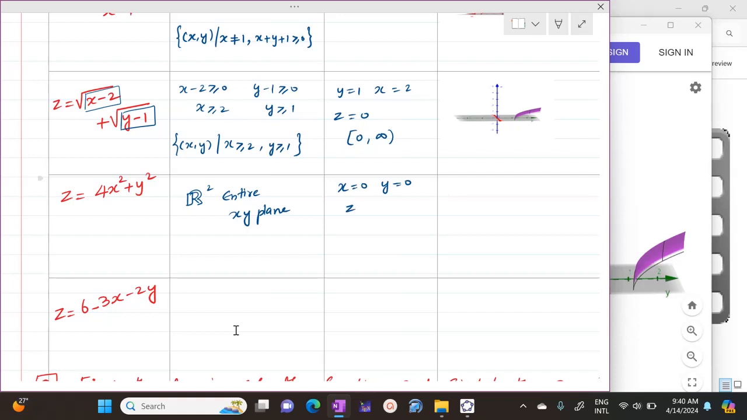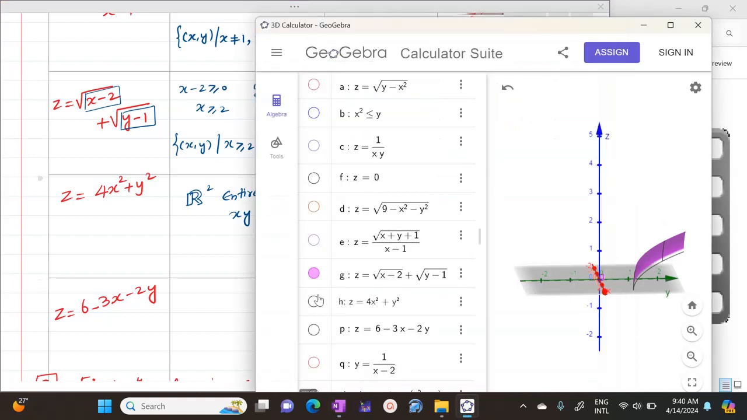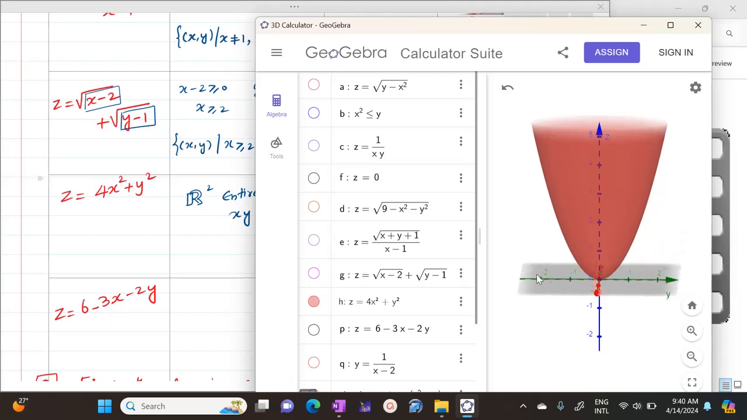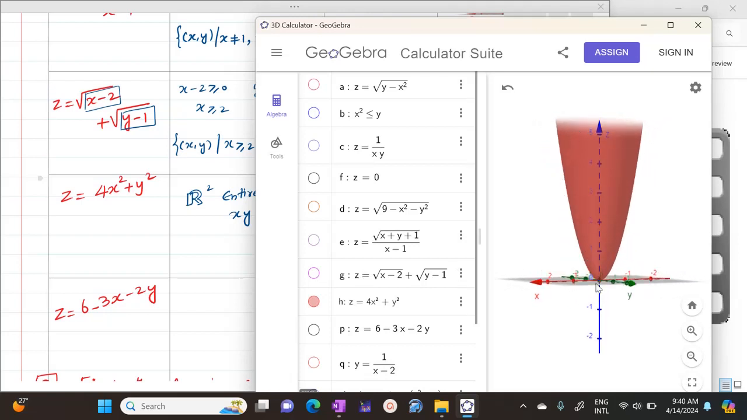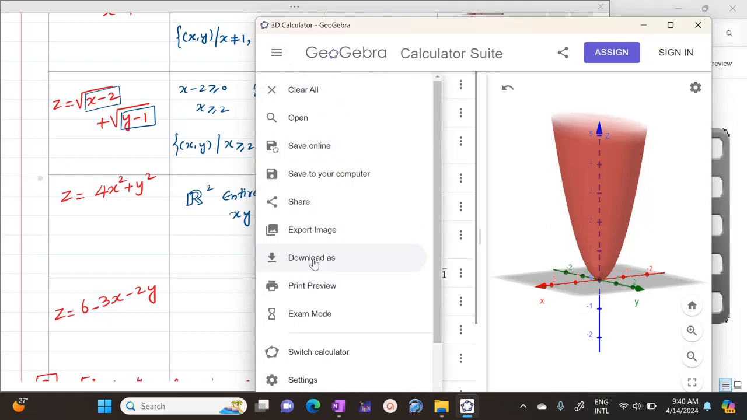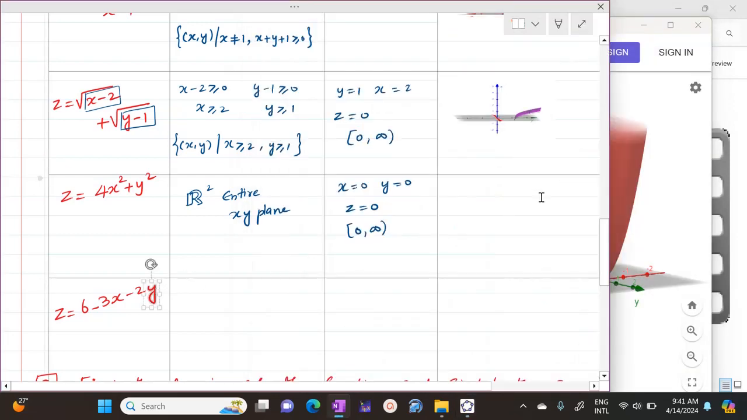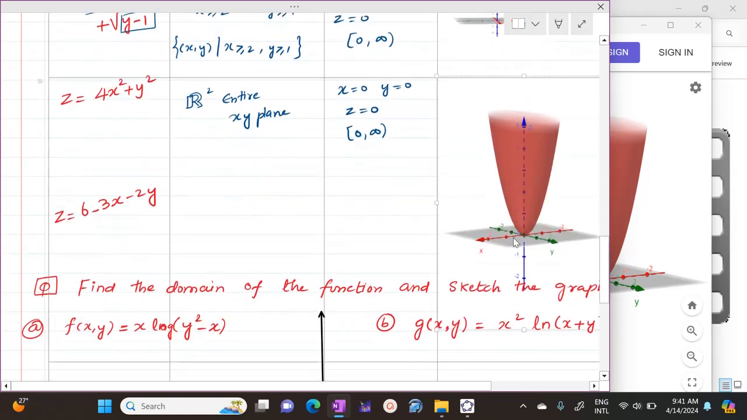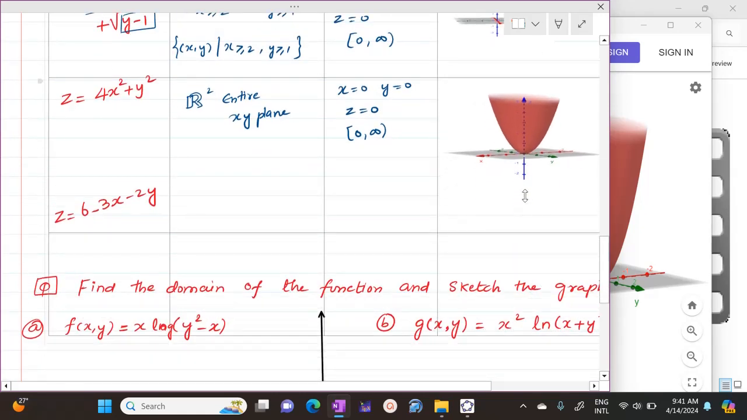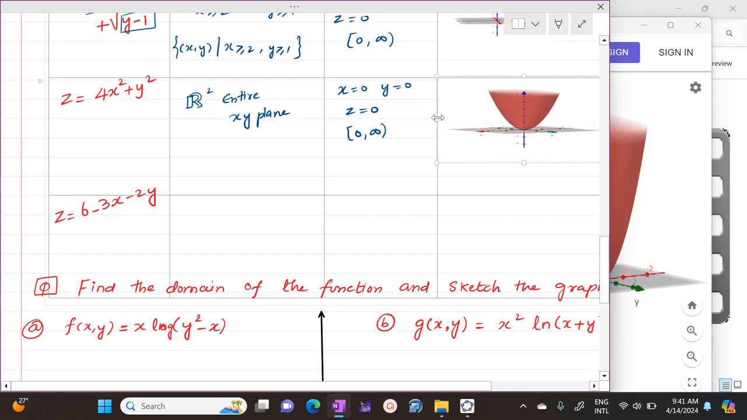Therefore it will take only the positive part. Even if you put in a negative, it becomes positive. Therefore it is 0 comma infinity. So how does the graph look like? This is the graph. This is the domain, and this is the range, the z value. Export, copy, and then paste here. Paste, that's it.